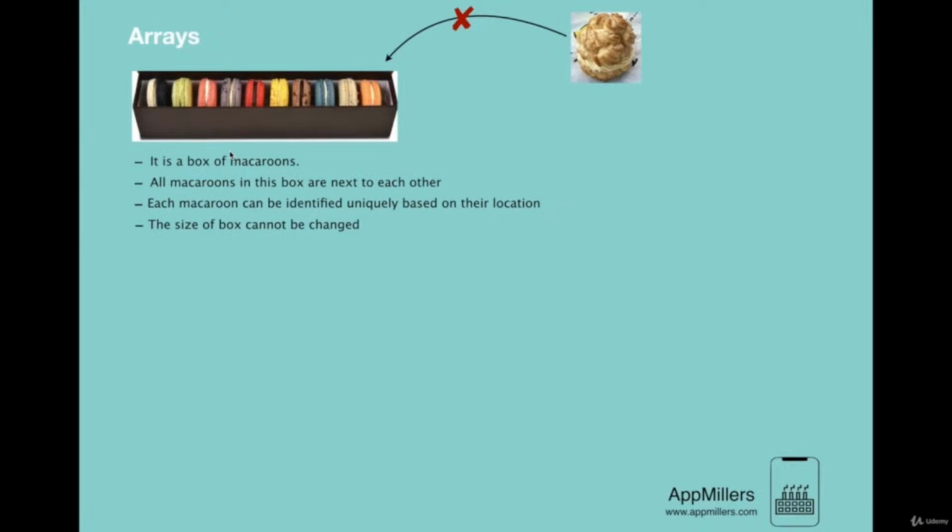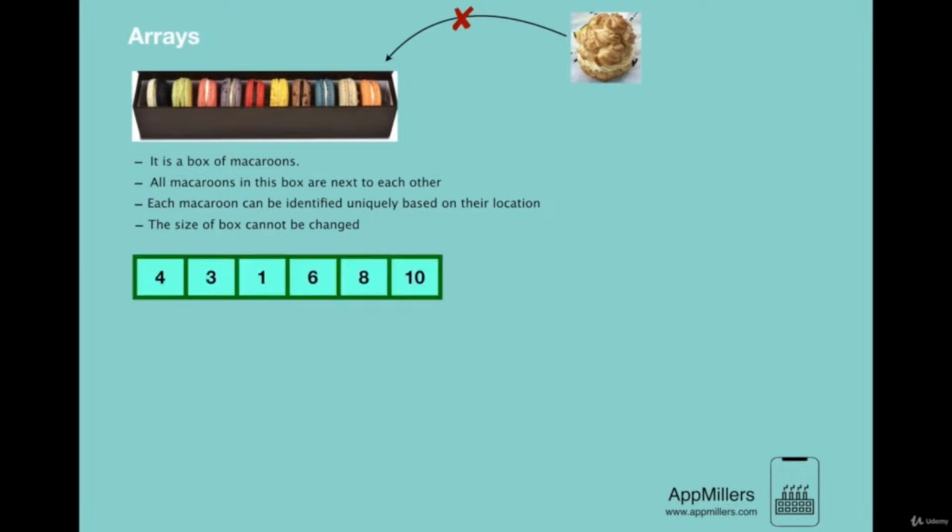So if we compare this box of macarons with the array structure, we see that they are very similar. A typical array structure looks like this. Here we have 6 elements. Here you can easily see that the appearance of the macaron box and the array structure look somehow like each other. Now let's look at the properties of this array, and we will see that they are similar to the properties of this box over here.